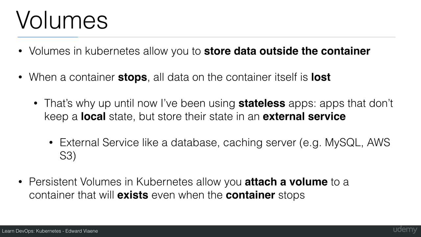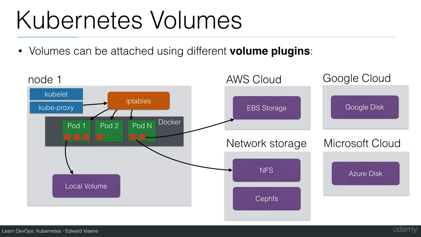Persistent volumes in Kubernetes allow you to attach a volume to a container that will exist even when the container stops. So the container stops, the pod stops, but your volume can be reattached to a new container, and you can keep the state of your application. You can keep the files that are necessary for your application to run.